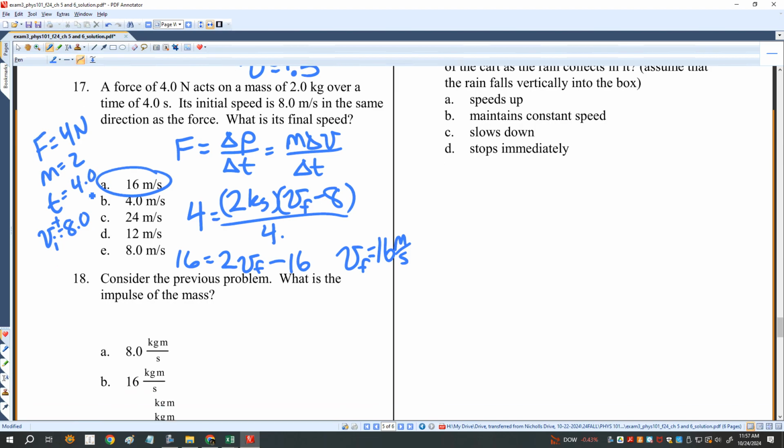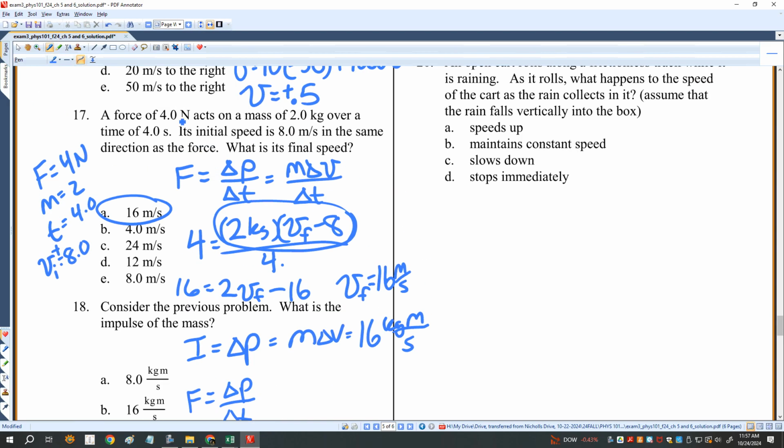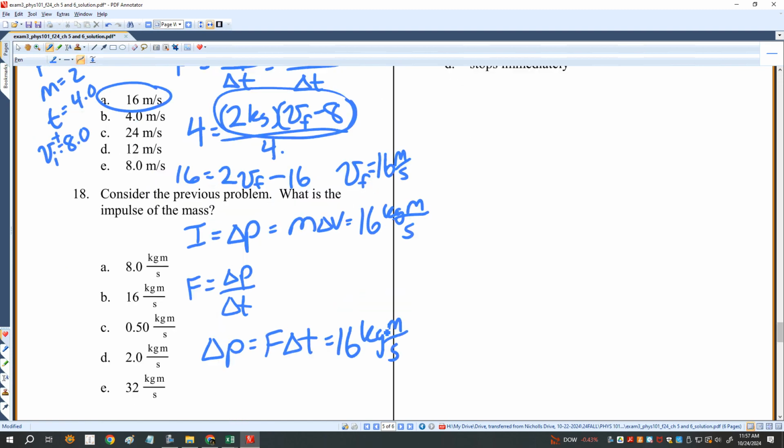And then here, what is the impulse? Remember, impulse is just a change in momentum. So now that we know this, this is the m delta v, which is going to be 2 times 16 minus 8, or 16 kilogram meters per second. So B is the right answer for 18. But another way to do that is to say that F is equal to delta P over delta T. So delta P is just equal to F delta T. That's also the impulse. And F delta T, well, I know the force and I know the time, so it's also equal to 16 kilogram meters per second. All right.